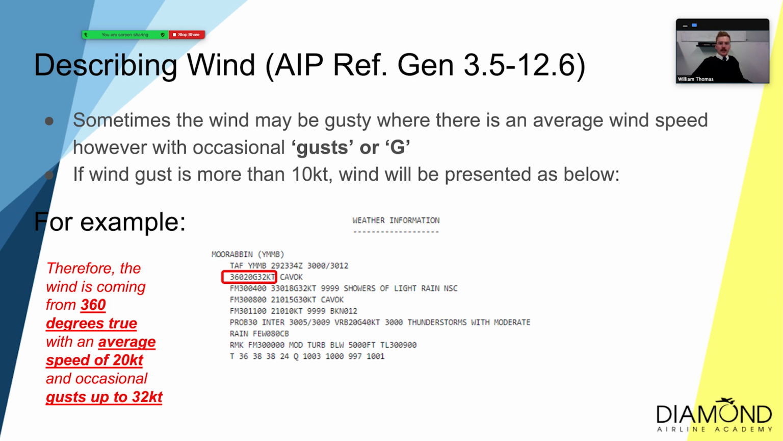Sometimes the wind may be gusty, where there is an average wind speed, however with the occasional gust. If wind gusts are more than 10 knots above the mean, wind will be presented as below. So in this Moorabbin TAF, we've got wind coming from 360 degrees true at 20 knots, gusting up to 32 knots. So we see 20G32. The average speed is 20 knots, with every now and again gusts up to 32 knots.